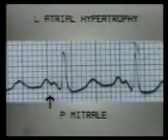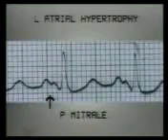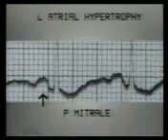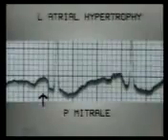Note the P mitrale notched and 3.5 small squares wide. Width more than 2.5 squares is the main criterion. This is another P mitrale, not notched but 3 small squares wide.